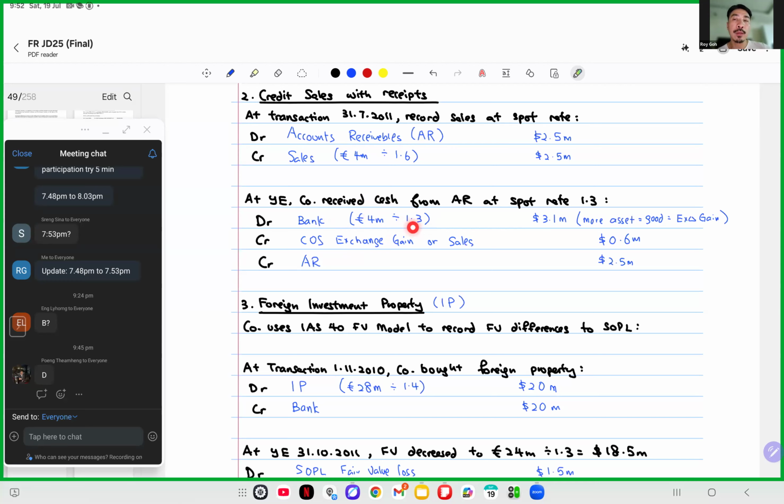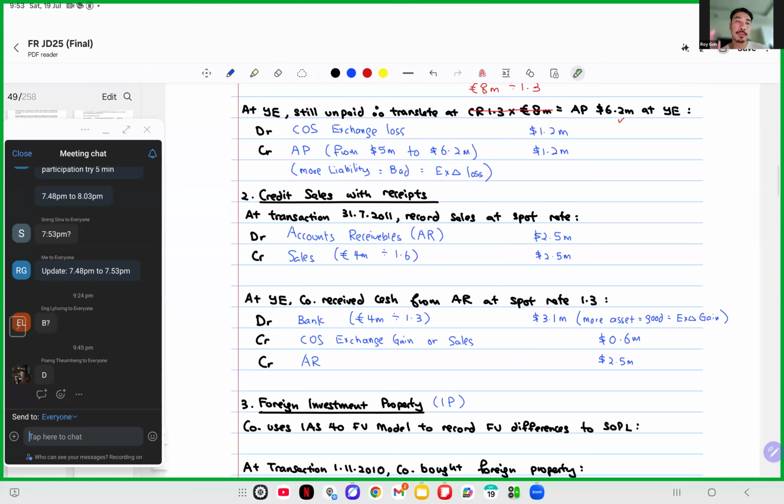So the customer owed you 2.5, but you receive 3.1. Is it because you sell more to them? No, you did not. You still reduce your debtor by 2.5, but you increase bank by 3.1. The difference is called exchange gain. You receive more asset. Good news, exchange gain. Put to the cost of sales.